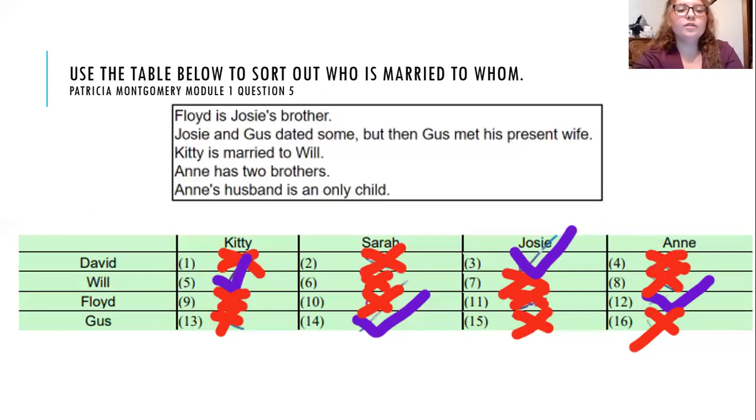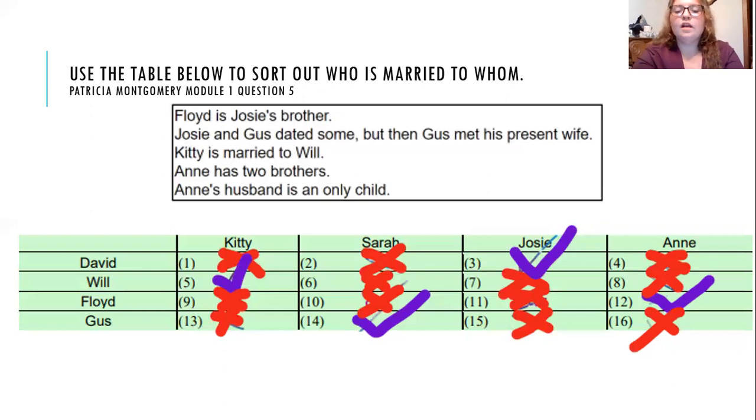Then we have Josie and Gus dated some, but then Gus met his present wife. So now we can go to Josie and Gus and say that they're not married. Next, we have Kitty is married to Will. So that one they gave to us. So if we check mark on that one, then we can now go under Kitty and put X's on the other 3. And then on Will, put an X on the other 3.